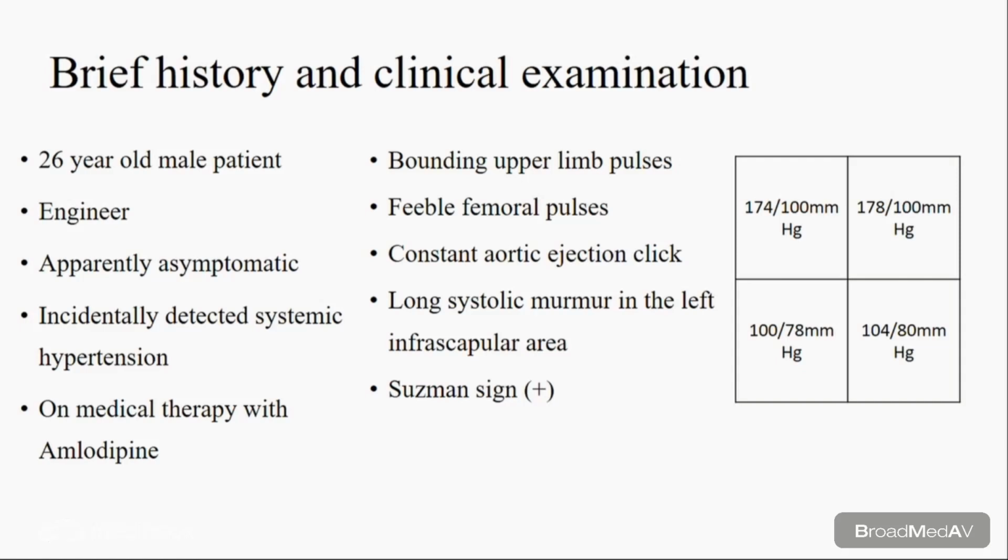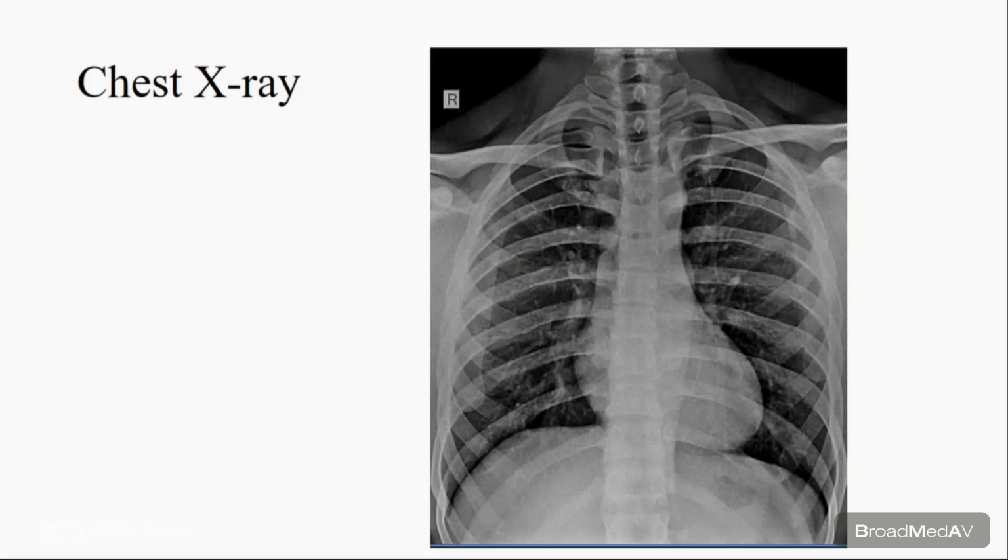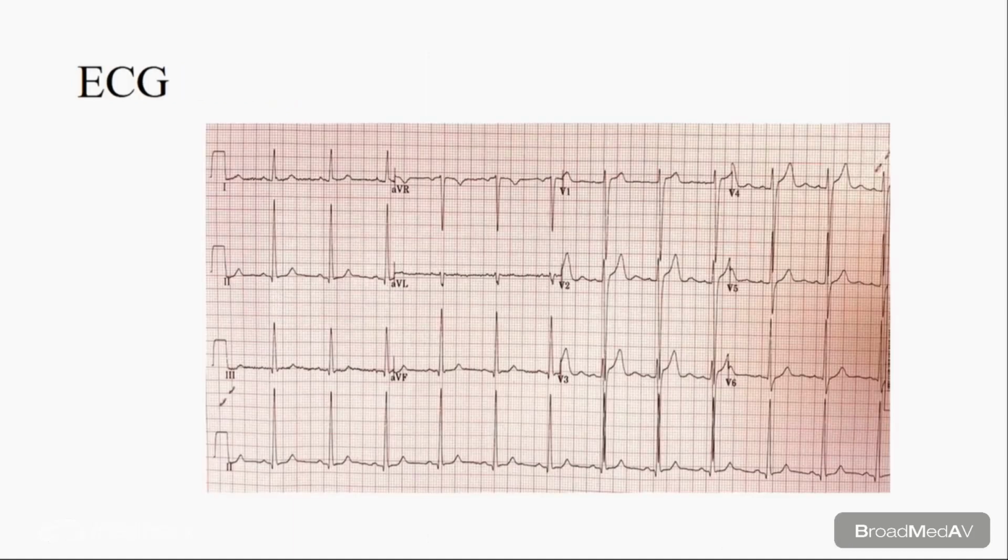CVS examination showed a constant aortic ejection click with a long systolic murmur in the left infrascapular area, and his Suzman sign was positive. This is his chest X-ray, which shows a normal cardiac silhouette with no cardiomegaly and normal pulmonary vascularity. Here you can appreciate minimal rib notching bilaterally from the 4th to the 7th ribs, and the sign of 3 is also present. This is his ECG, which shows sinus rhythm with a QRS axis of around 75 degrees and LV hypertrophy.